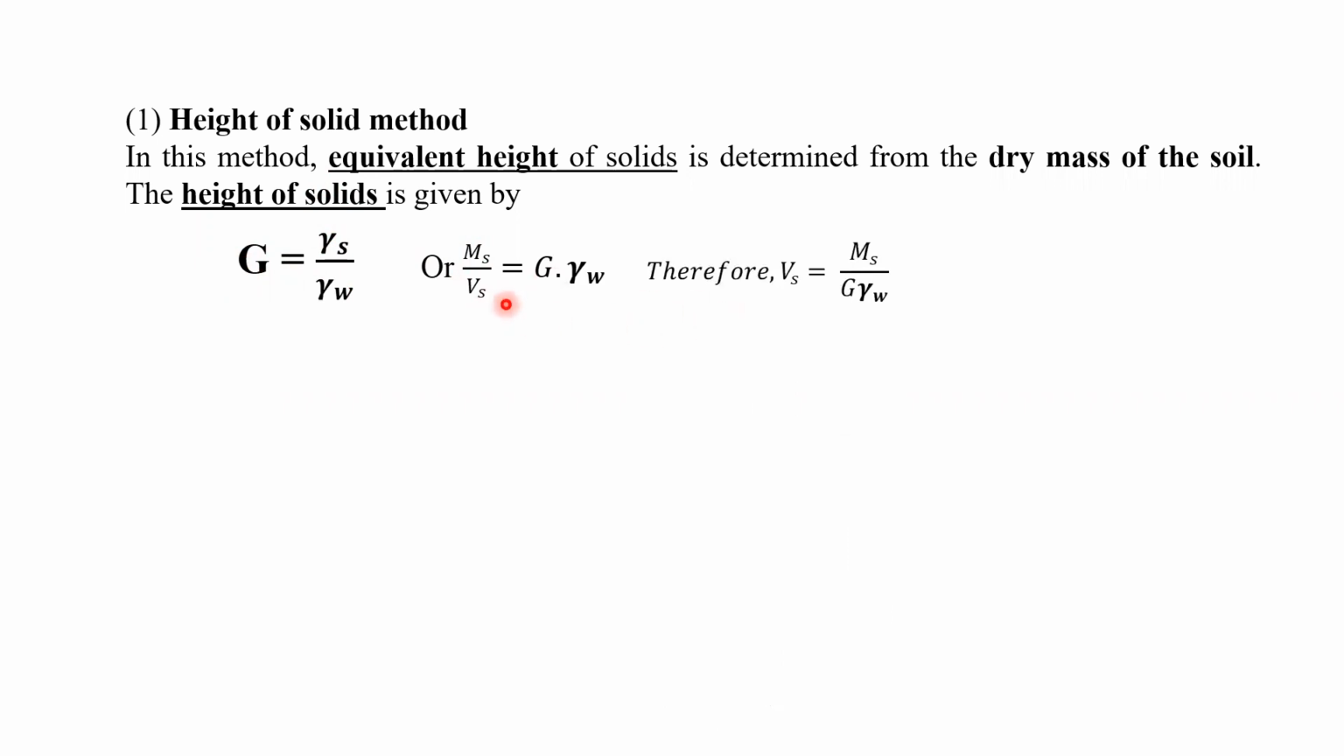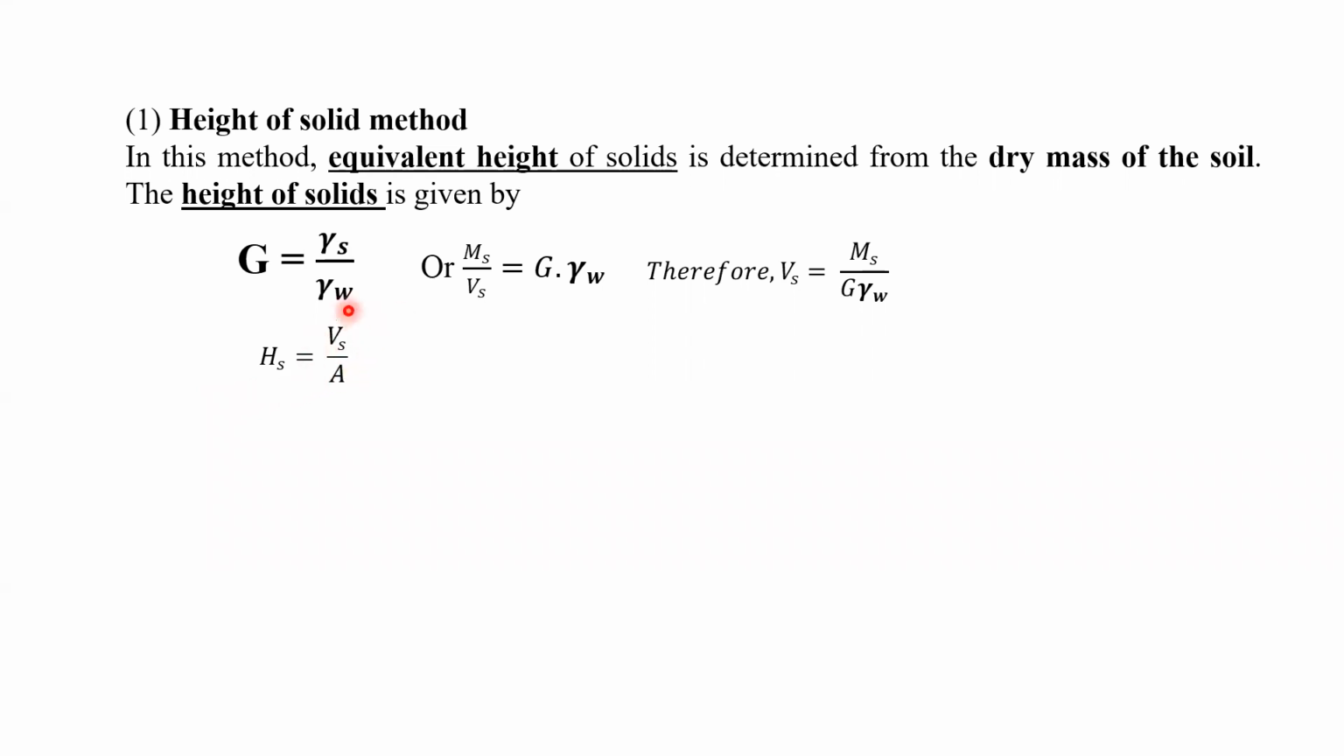So further, Vs, the volume of solid, we can write in the form of mass of solid by G gamma W, and the height of solid. Height of solid means the sample which you have used for the experiment, that you are going to take out at the end of the experiment, take the final weight, and then dry it in the oven. And after drying, whatever the weight is, that is called the mass of the solid, or the height of the solid also we can measure.